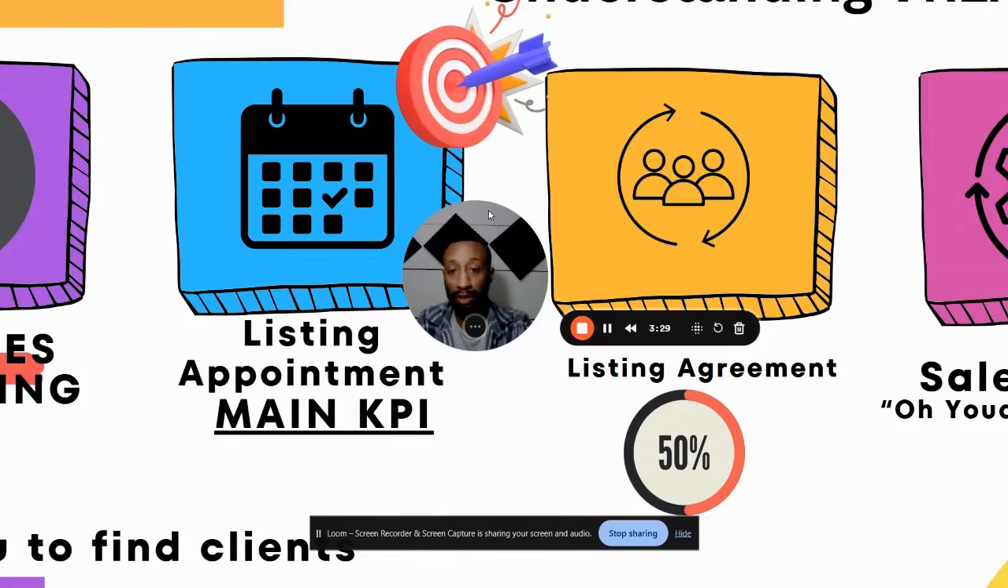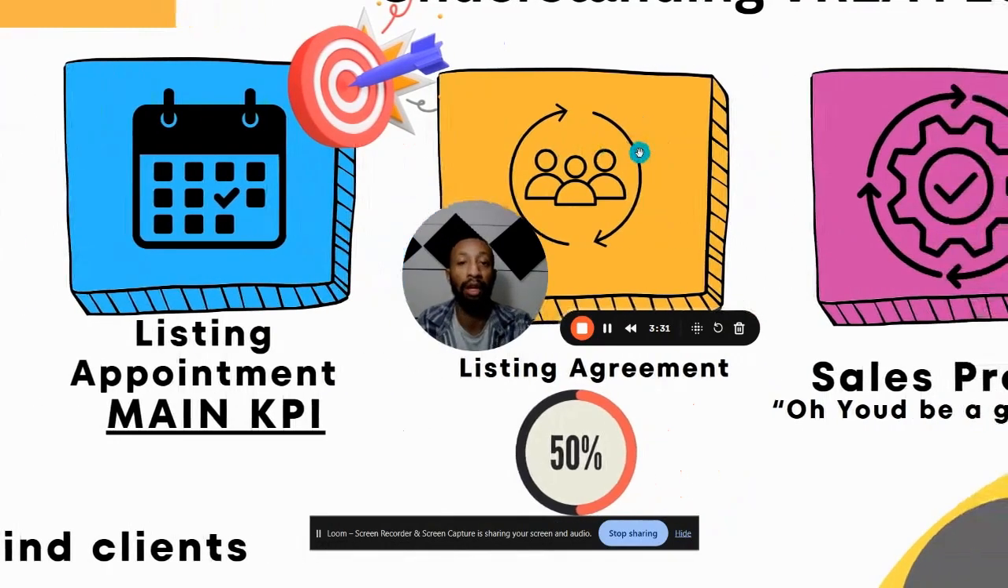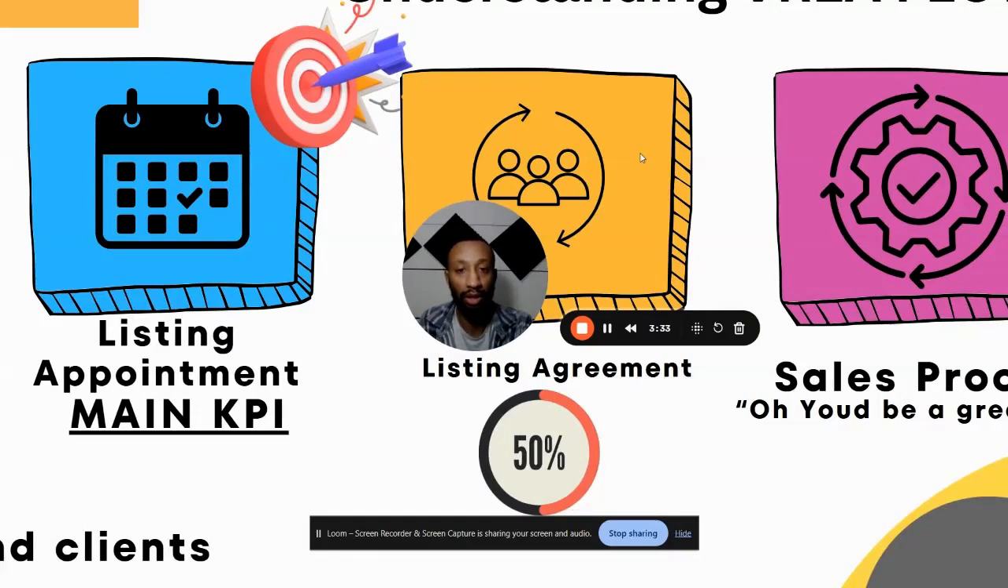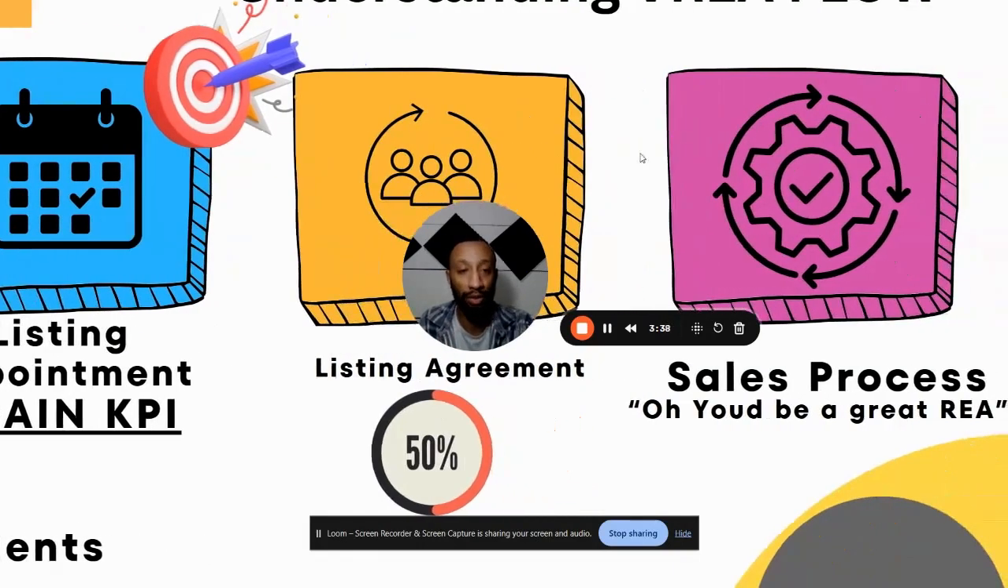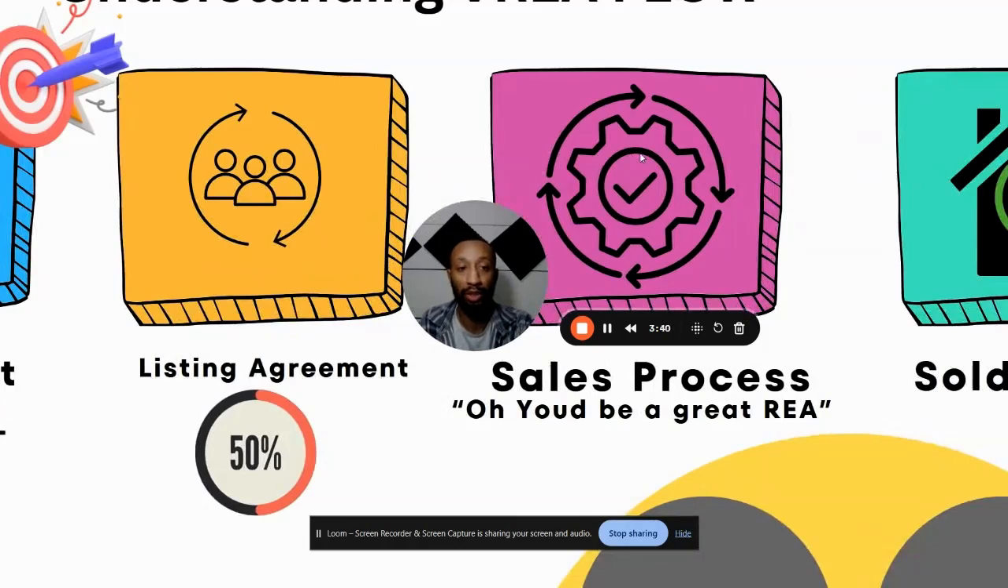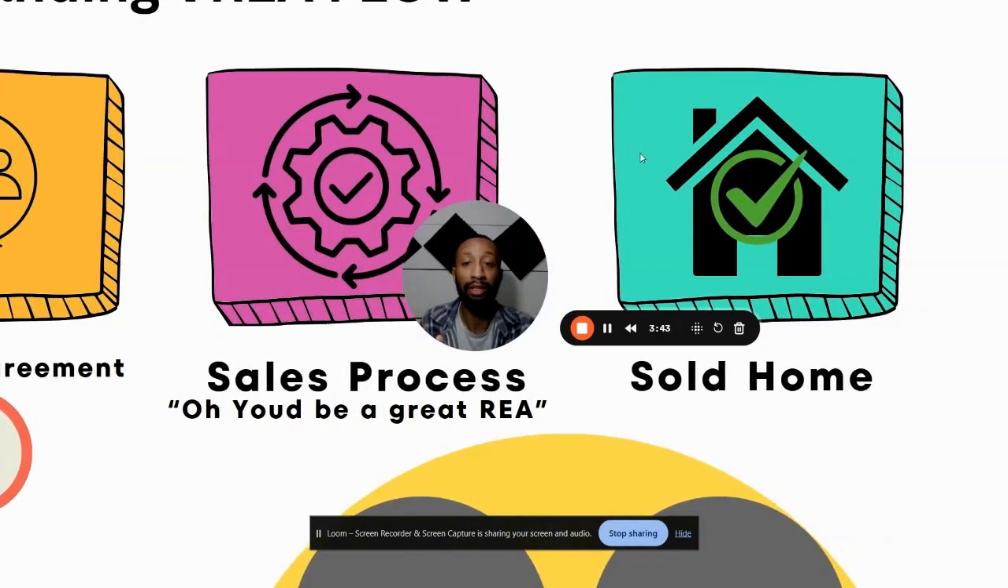And of course, once the listing is closed, then you'll have your listing agreement. Of course, if you're working on a buyer seller side, things are a little bit different. Seller agreement, buyer agreement, whatever, the whole listing agreement. And then you go into your sales process. And once you finish your sales process, you then have a sold home. That is a bird's eye view of what it is.